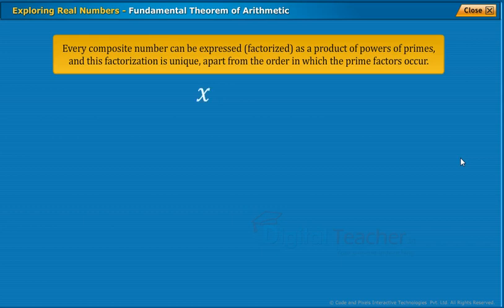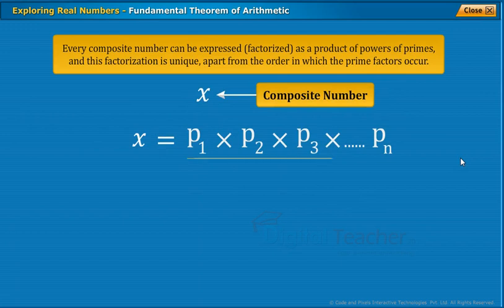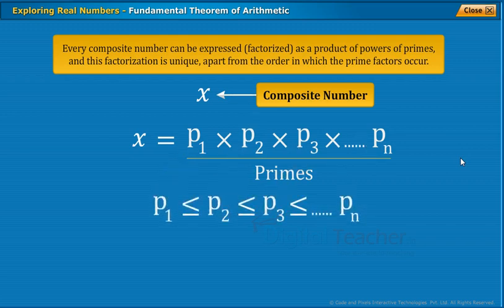Let x be the composite number. Let us factorize it as shown, where x is equal to p1, p2, up to pn, which are the primes. If we use the same primes, we get all the powers of primes. When the primes are arranged in ascending order, we get p1 less than or equal to p2 less than or equal to, and so on up to less than or equal to pn. Then the factorization of the number is unique. For example, 163800 can be written in terms of a product of prime factors as shown.